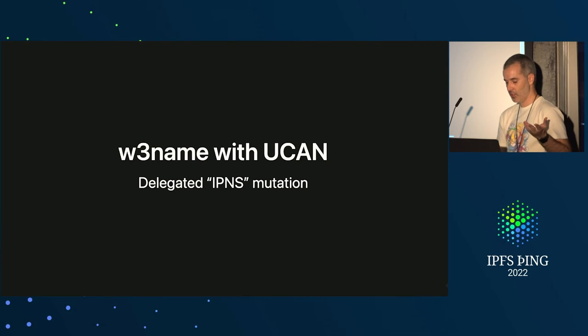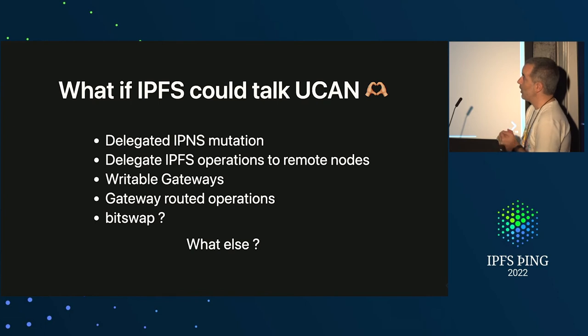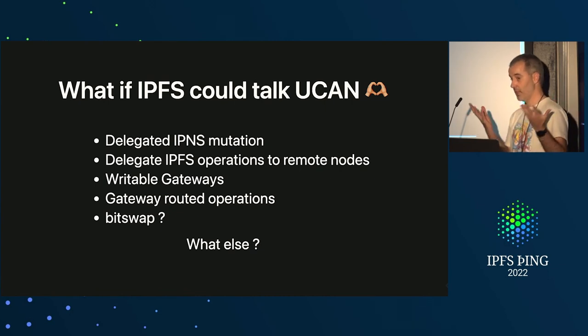And then at the end, it's all about, can we actually make it really IPFS? So we would need help from IPFS implementations and whatnot to be able to tie everything together. And to finish up, what if IPFS could talk to UCAN? Like, as I told you, delegating IPNS mutation would be kind of great. It can also be useful to delegate IPFS operations to remote nodes, writable gateways, gateway routed operations, maybe even Bitswap. What else? If you are interested in this topic, let's talk more about it.